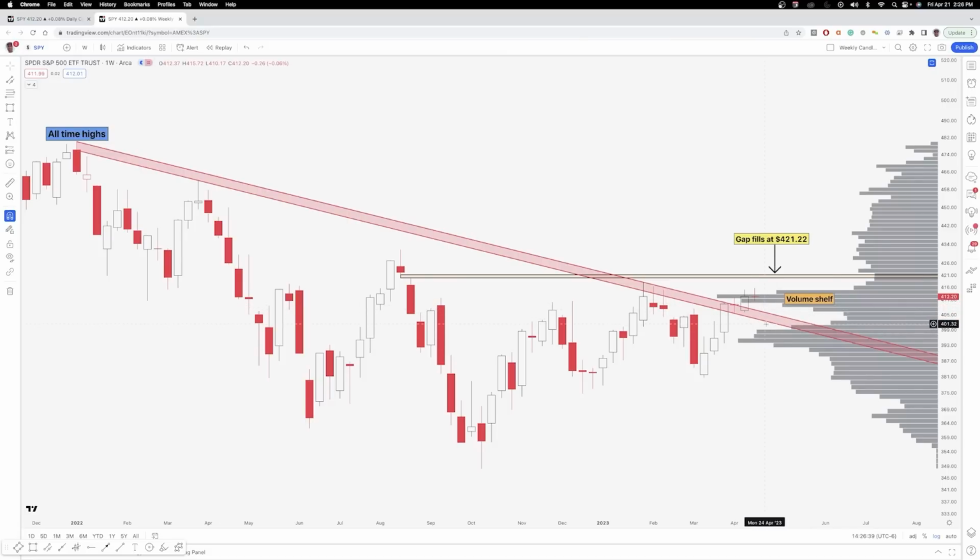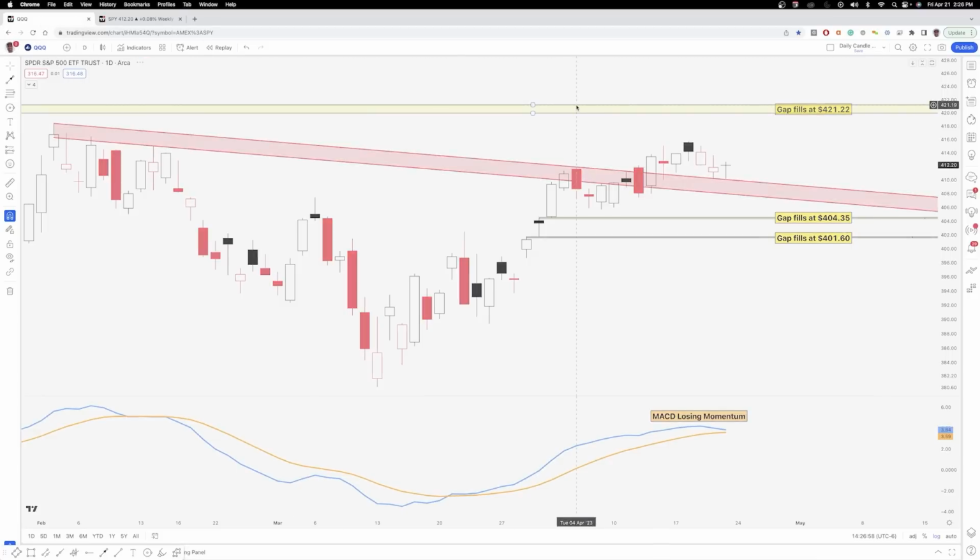A volume gap is different from a price gap. A volume gap is not a difference between prices and the wicks of the candles like a price gap is. A volume gap is really just an area where you don't have a lot of volume that has occurred, creating almost a vacuum for price. So that is SPY. Let's move on to the Qs.